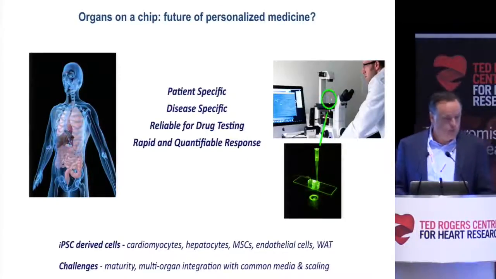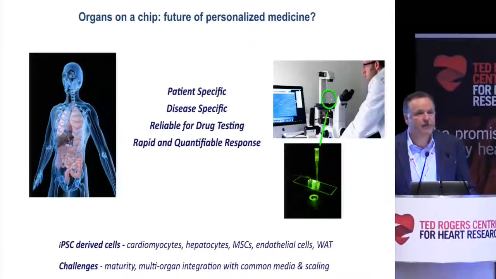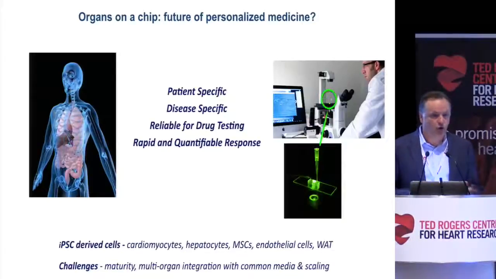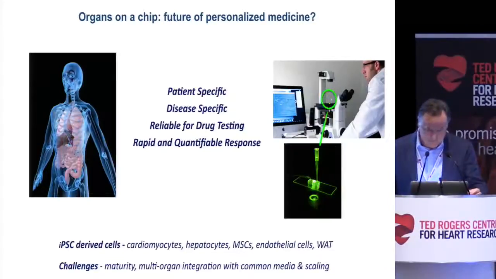Okay, I have a couple more minutes left, and I want to get to the next part. But I leave this as a question mark. Organs on a chip: future of personalized medicine, patient-specific, disease-specific, reliable for drug testing, rapid, quantifiable. Like Melissa, we have a number of cells that we've all differentiated from the same iPS background, so we can start to make basically an autologous human on a chip. And we have a program funded to do fat and liver together. So all the discussion about diabetes and heart problems, comorbidity or indications for those diseases, are of interest to us.